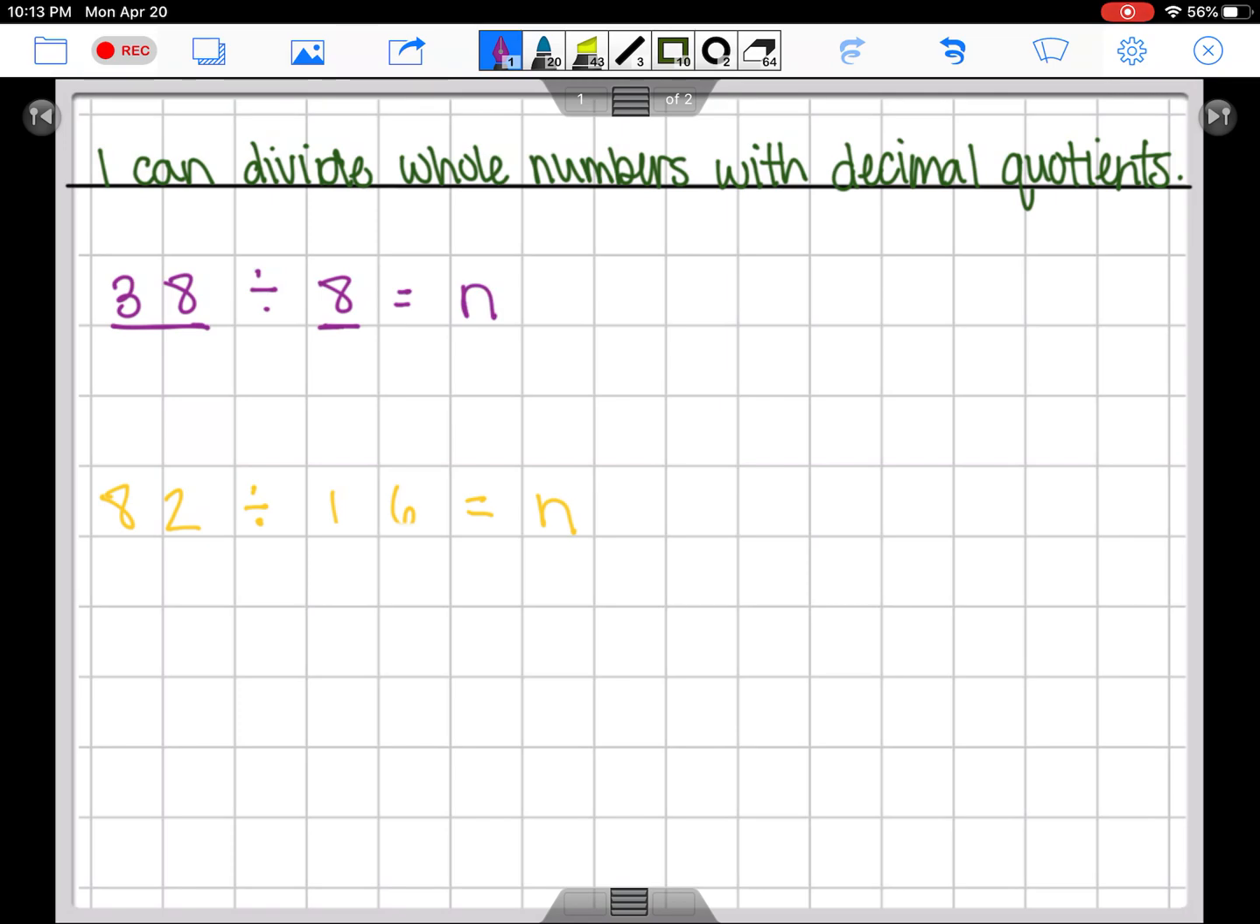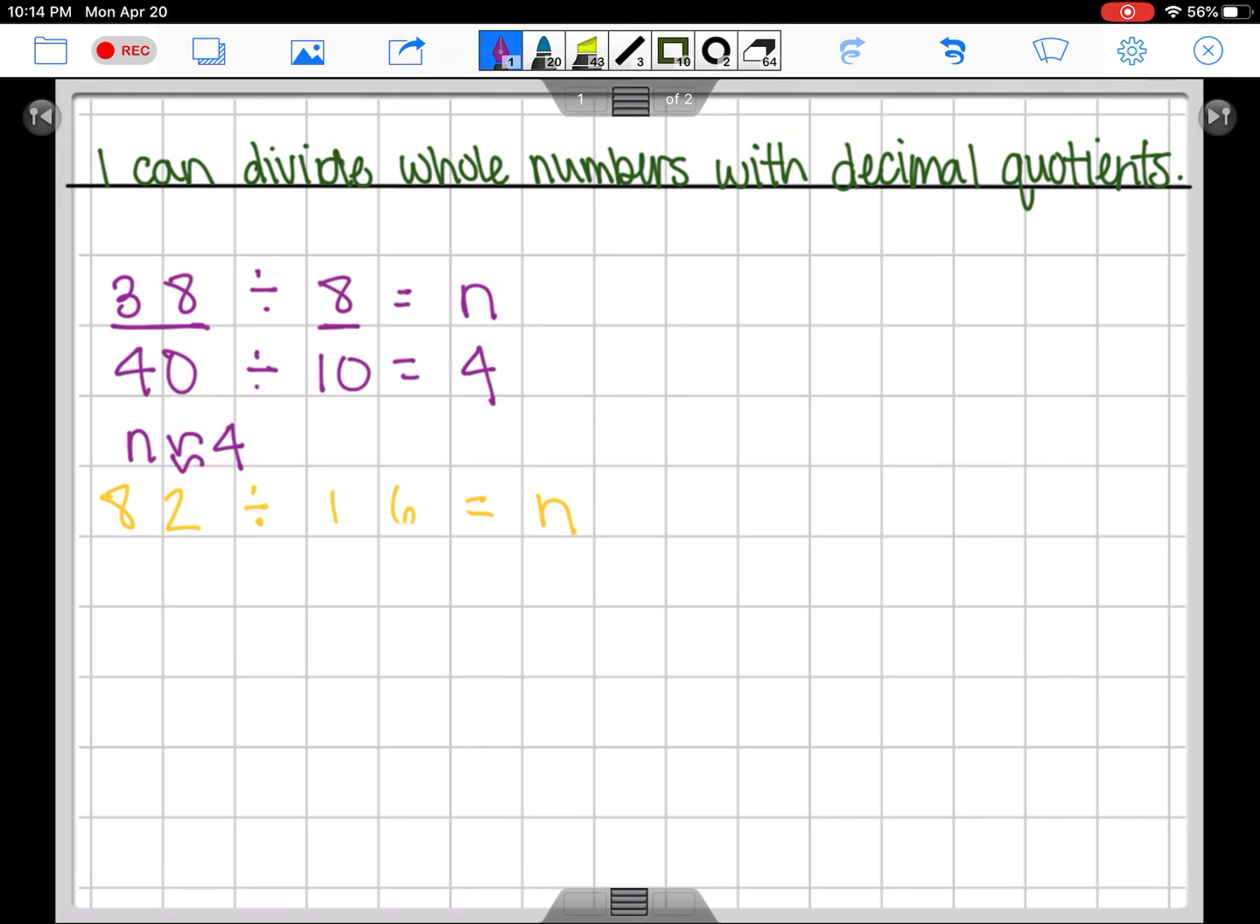Let's start off at first with 38 divided by 8 equals n. So when we want to estimate this, we can say 38 is about 40 divided by, let's round 8 to 10, equals n. Very nice. So we can say that 40 divided by 10, how many tens can fit into 40? Count by tens if you'd like. That is going to be 4. We know that our quotient n is going to be about 4.